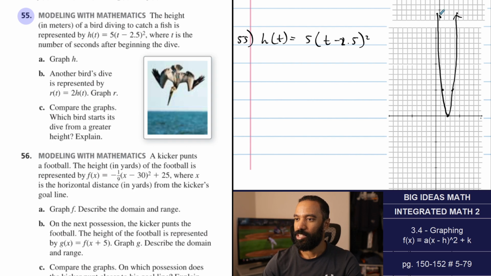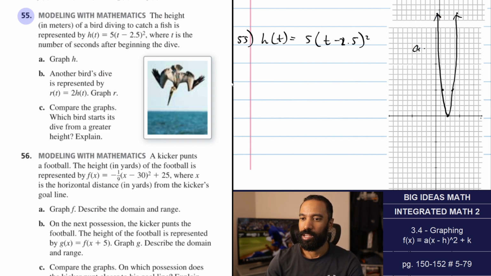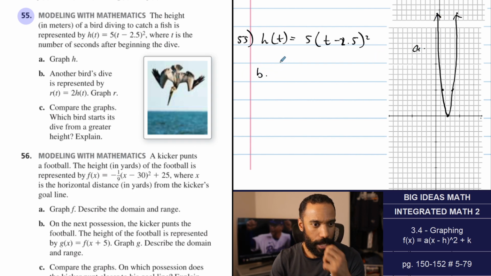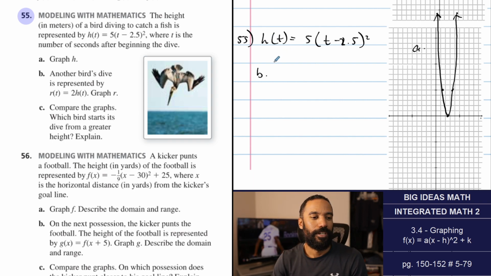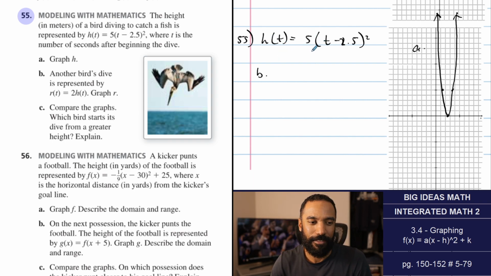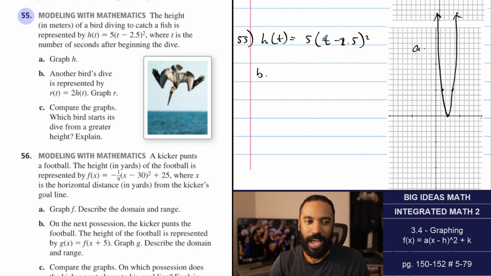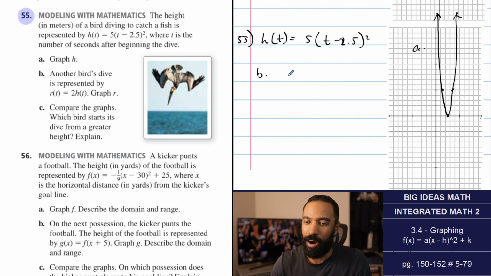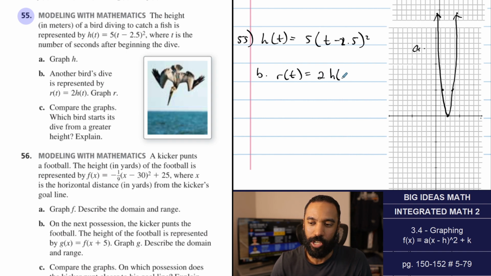Okay, sorry about that. So that is part A. Part B. Another bird's dive is represented by r of t equals 2 times h of t. Graph r. So r of t is 2 times h of t, and h of t is going to be 2 times 5 times (t minus 2.5) quantity squared.